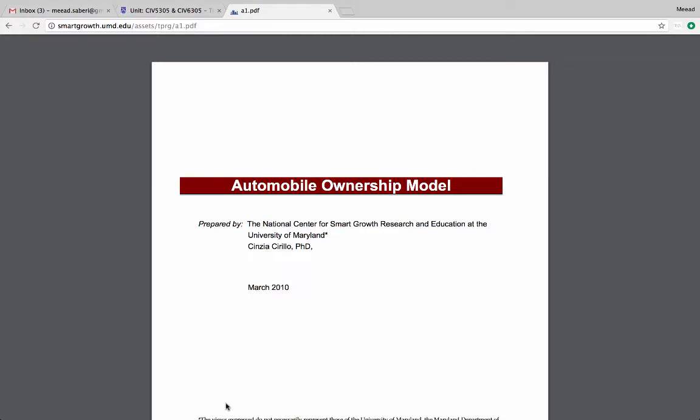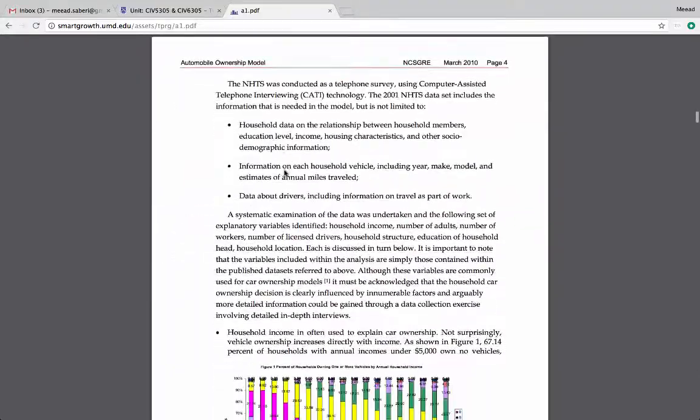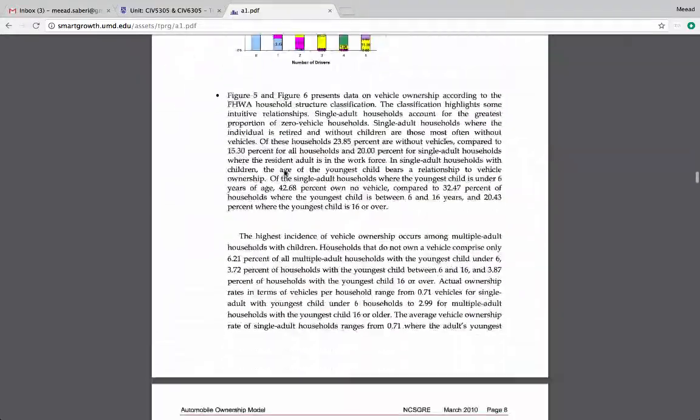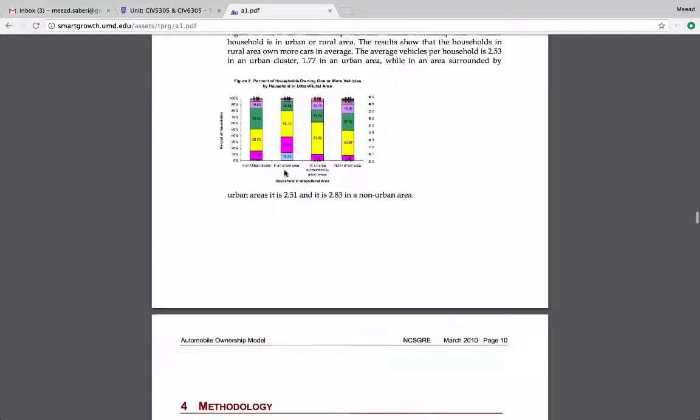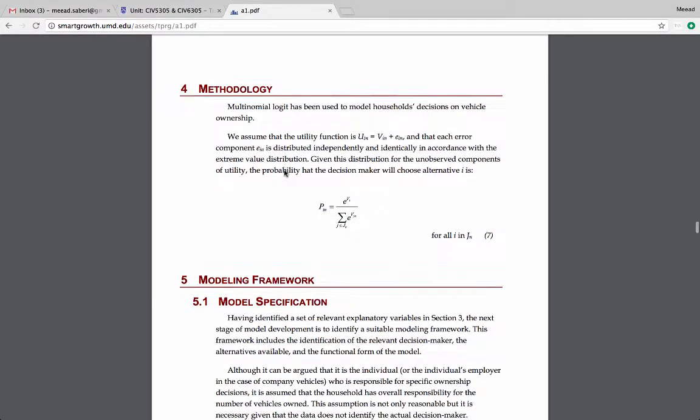I would like to finish the lecture by showing you a real study of car ownership using a utility-based framework, the discrete choice modeling framework. So this is a report which I will provide you with the link later, and you can have a look on your own time. But going through it very quickly to show you the utility functions that are being estimated and how the discrete choice models are estimated in a real car ownership modeling framework.